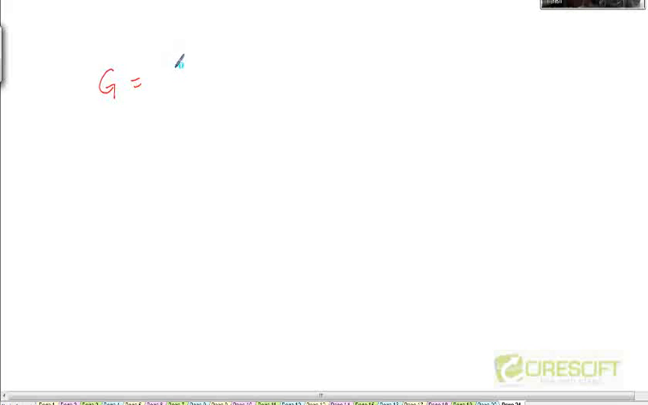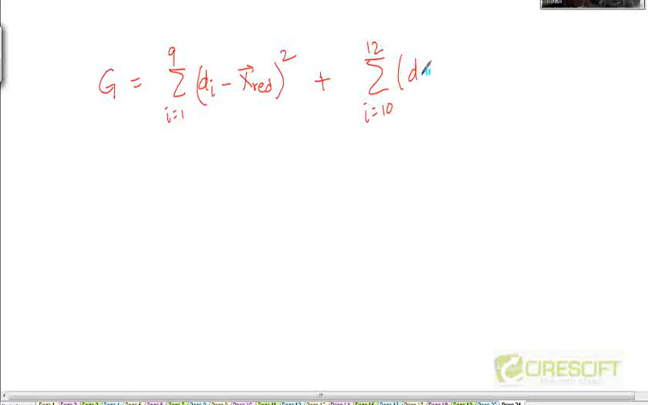G would be, for the red cluster, document di minus the x red, where i varies from 1 to 9. And for the blue cluster, it would be the distance between each of the documents in the blue cluster to the blue centroid, right?